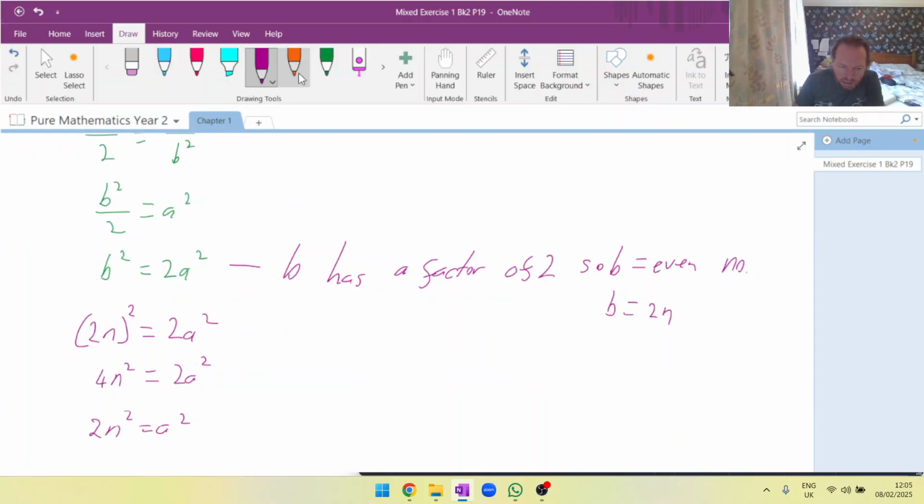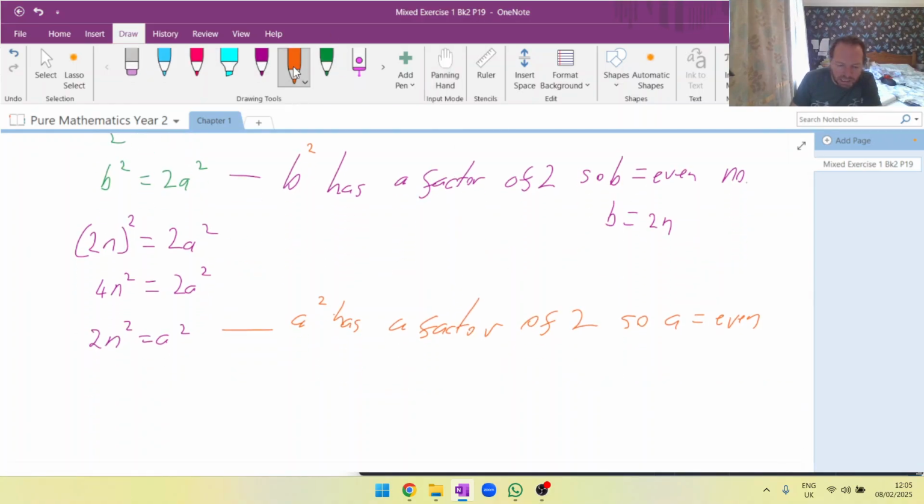Now I just realized I made a mistake up here, I can say that b squared has a factor of 2, so b is an even number. And in the same way, I can say that a squared has a factor of 2, so a equals even.